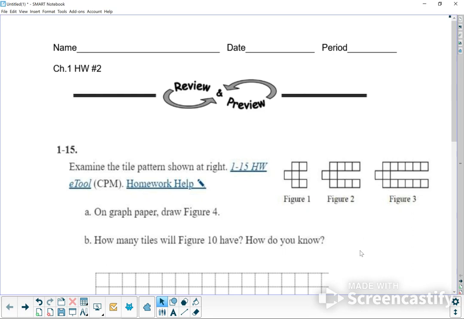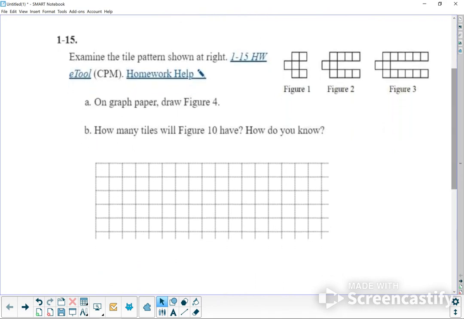All right, so this one says examine the tile pattern shown on the right. On graph paper, draw figure 4. I'm going to go ahead and just draw figure 4 right there. And then how many tiles does figure 10 have? Before you draw figure 4, you've got to examine what's going on. So let's just look at this right here. Hopefully you had a chance to look at it, and this isn't the first time you looked at it.